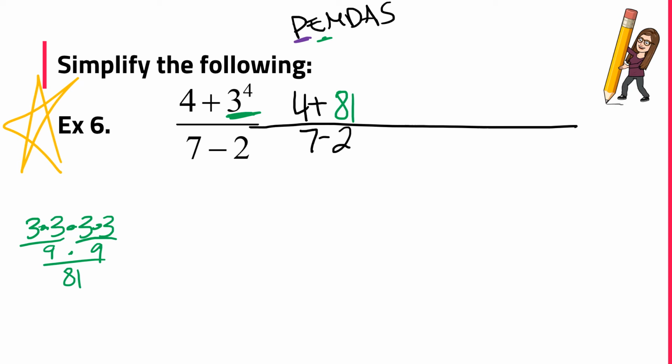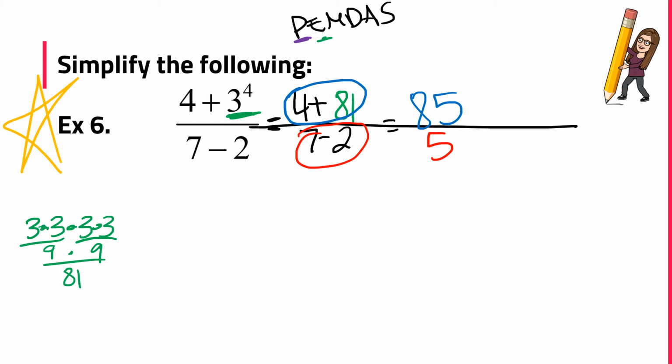Now, because this is a unique problem, we've got a single problem on top, right? We've got one operation, so let's take care of that. 4 plus 81 is 85. All right, that takes care of the top. Let's look at the bottom. On the bottom, I have 7 minus 2. That's a nice clean 5.